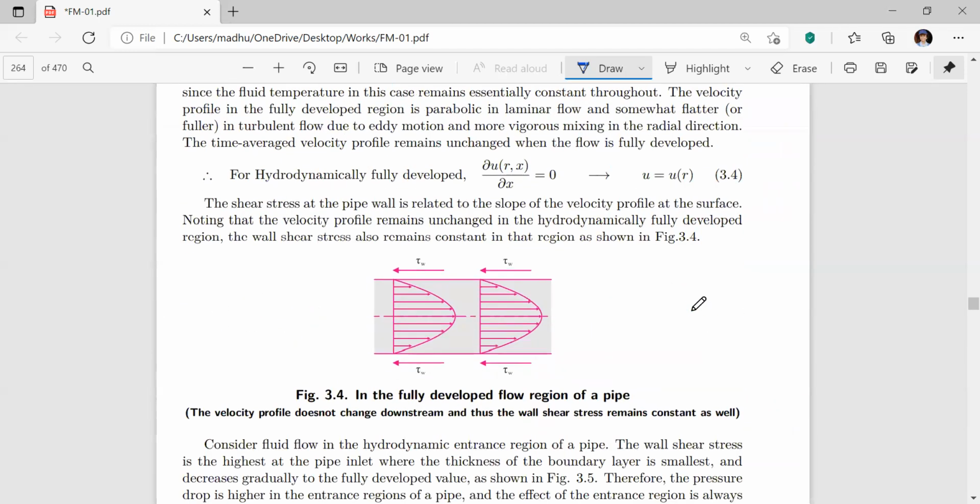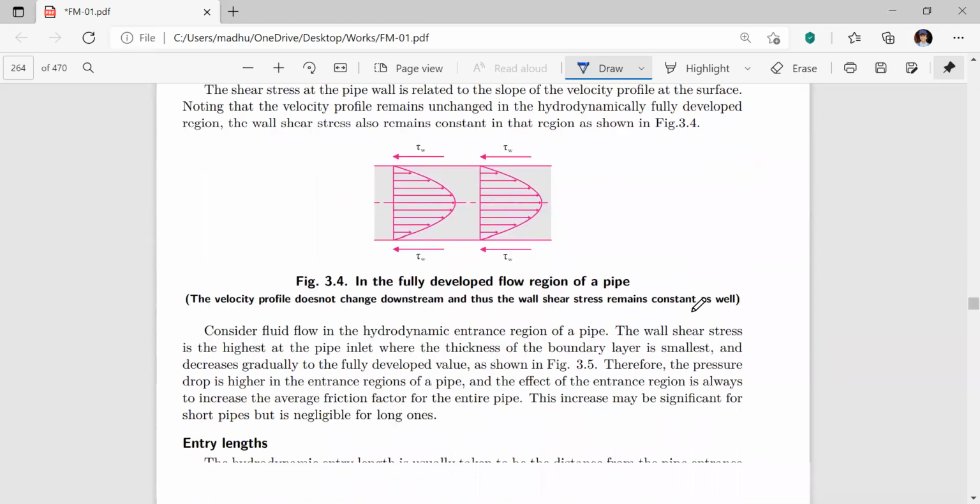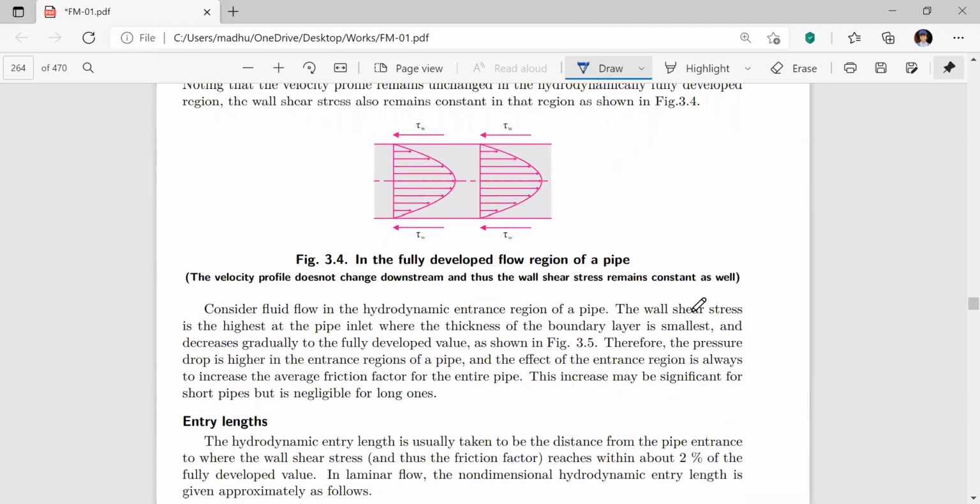Now, for the hydrodynamically fully developed region, du by dx is equal to 0, where u is a function of velocity, which depends upon the radius and x direction. In the fully developed flow region of a pipe, the wall shear stress is highest at the pipe wall, where you can see the thickness of the boundary layer is smallest.